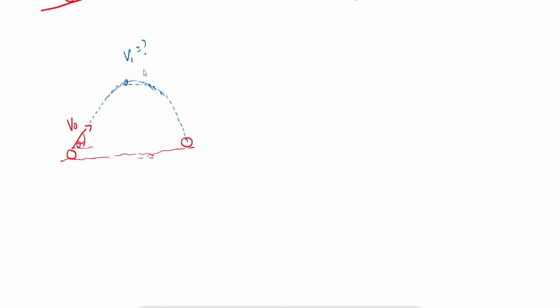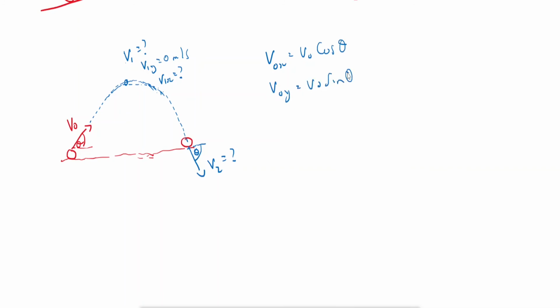I don't know v1, but I do know v1y, which is 0 meters per second. I don't know v1x. That's very important. Then here it's going to hit with a velocity that will have an angle theta there. Let's call that velocity v2. I don't know it. So what do I know? I can find v0x is v0 cos theta, and v0y is v0 sine theta. I can find those two.